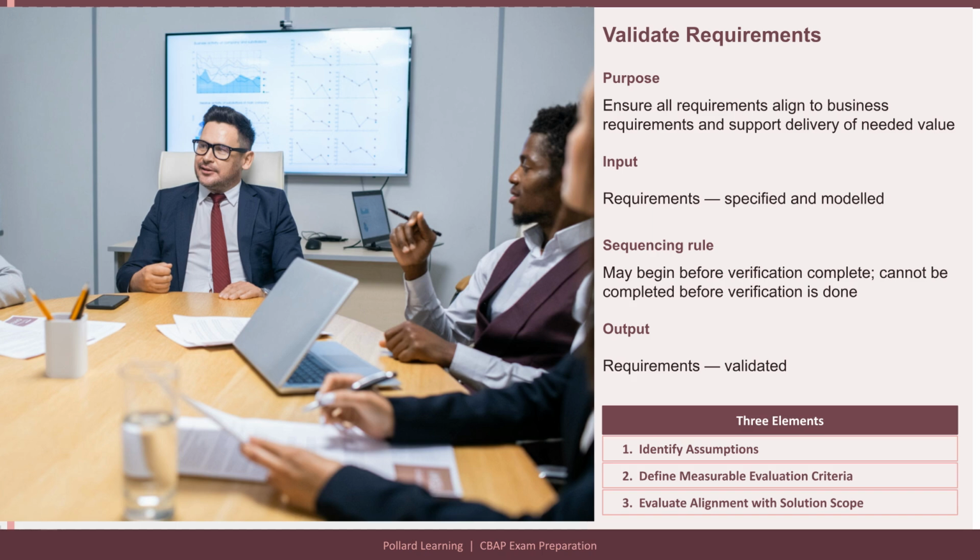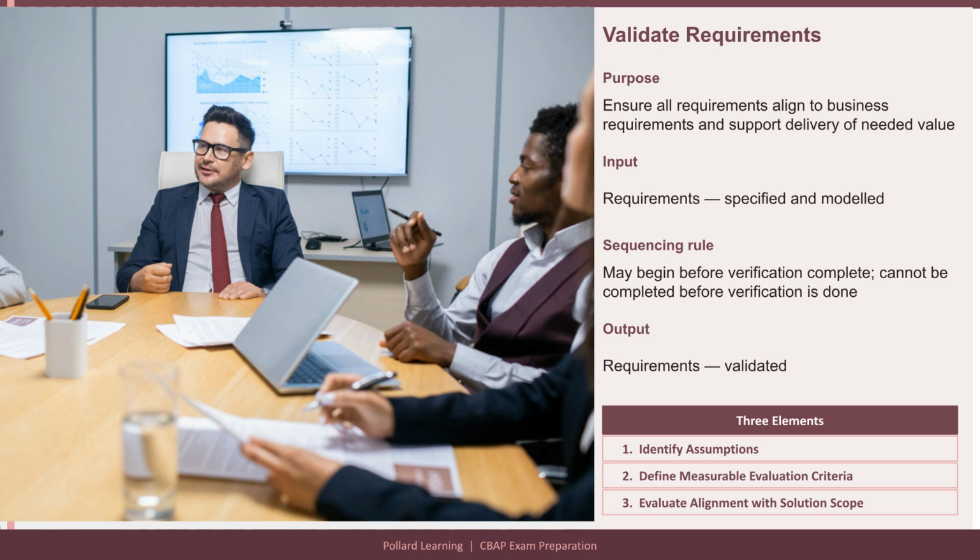3 elements structure the work. The first element is identify assumptions. Organizations launching unprecedented products or services may need to make assumptions about how stakeholders will respond, because there are no similar previous experiences to draw on. Stakeholders may also have assumed that certain benefits will result from implementing a requirement, without that assumption being grounded in evidence or measurement. Validation surfaces these assumptions explicitly. Once identified and documented, they are linked to risk management, because an assumption that proves false is a risk to value delivery. The second element is define measurable evaluation criteria.